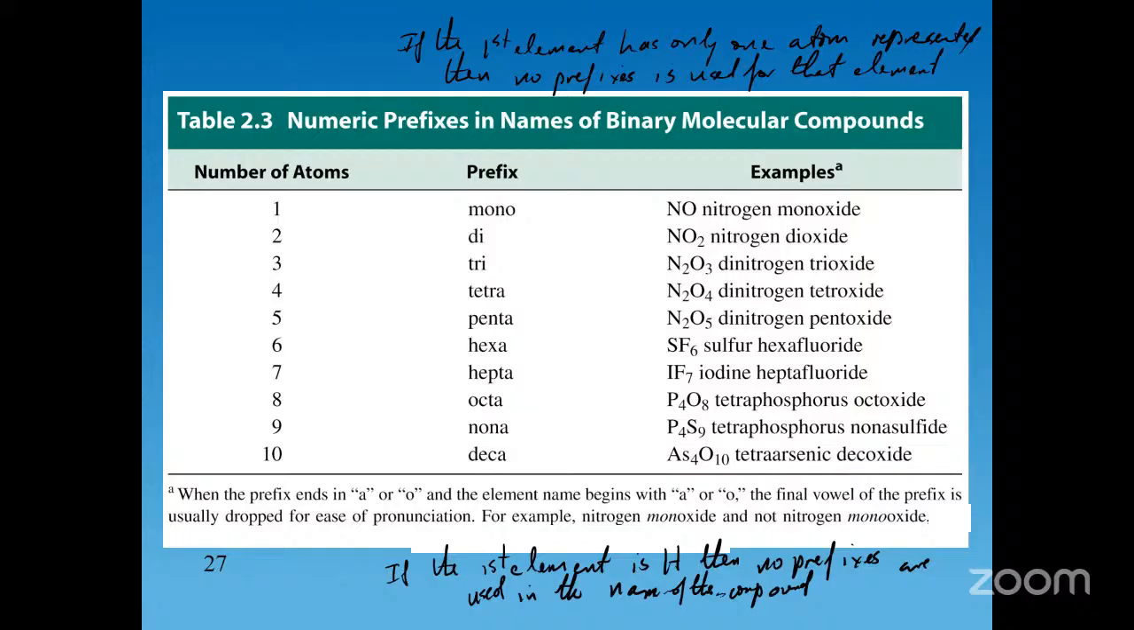However, there are exceptions. One, if the first element in the formula has only one atom, then you do not use a prefix for that atom, right? Two, if hydrogen is the first element, and we're going to see some examples of this later on, then there are no prefixes used at all in the name of the compound based on the formula, all right? We're going to see some examples of situations where hydrogen is involved later on.